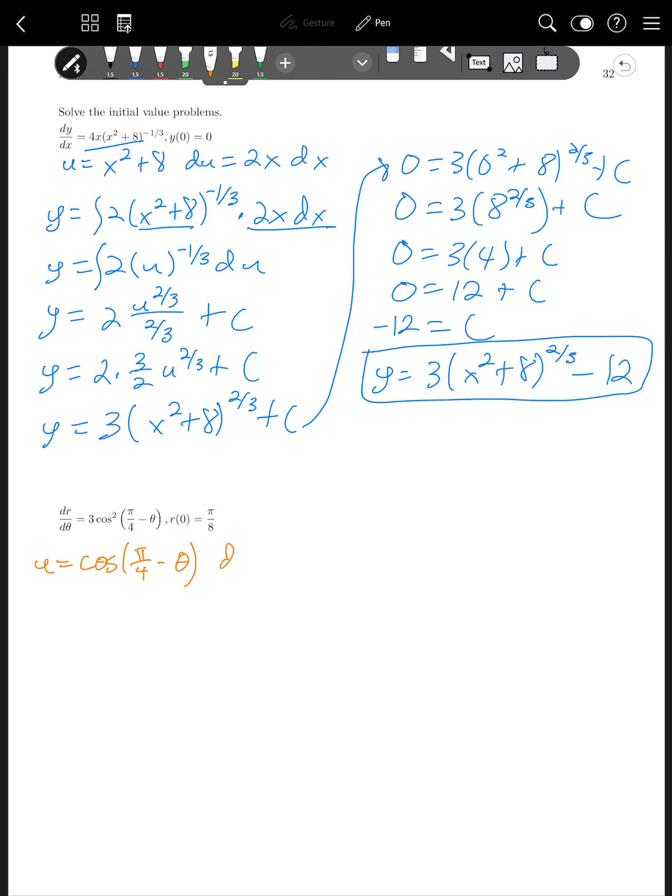And then that means du is, well, the derivative of that, you do the derivative of cosine. Derivative of cosine is negative sine. No, that's not going to work either. Hold on one second.